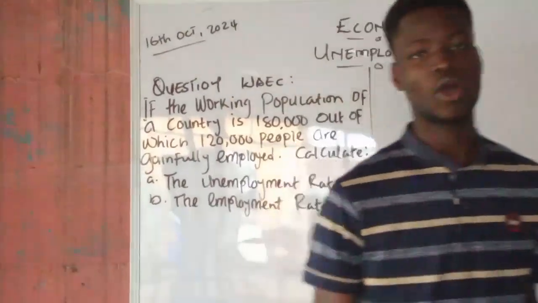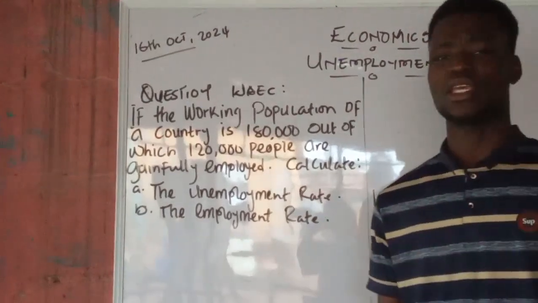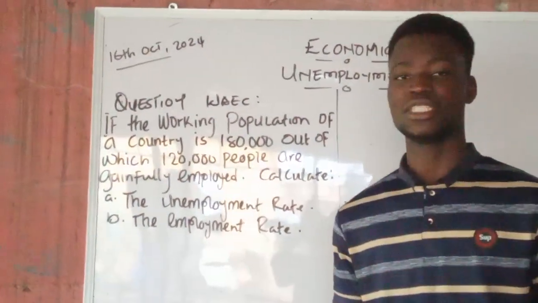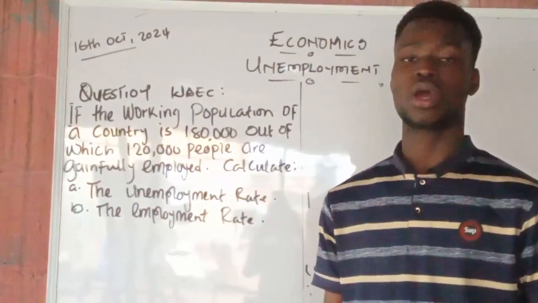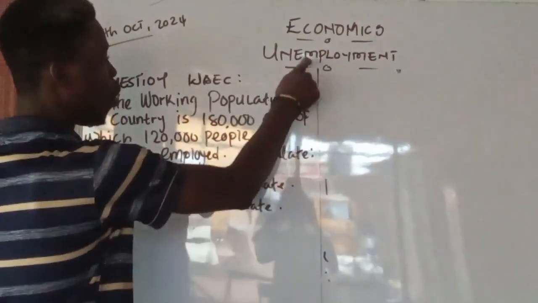Now, what do we call unemployment? Unemployment happens to be a situation whereby people of working age that are willing and able to work but could not get job. That is what we call unemployment.